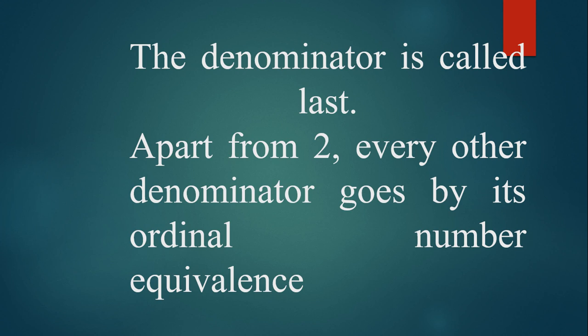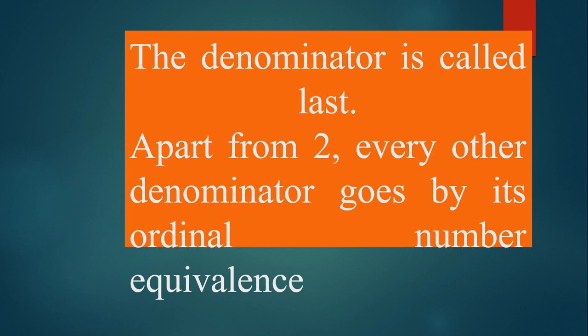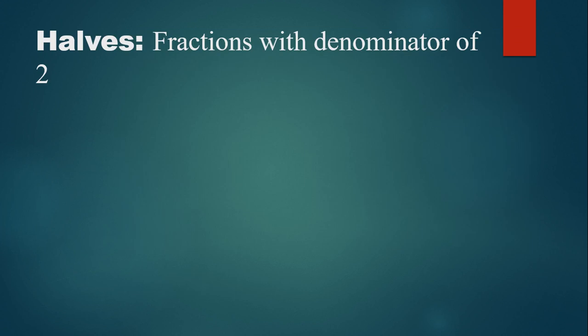But what about the denominator? The denominator is called last. And a very important thing about denominators of fractions: apart from 2, every other denominator goes by its ordinal number equivalence. I'm going to give you some examples to illustrate what I mean by that, so you don't have to worry.